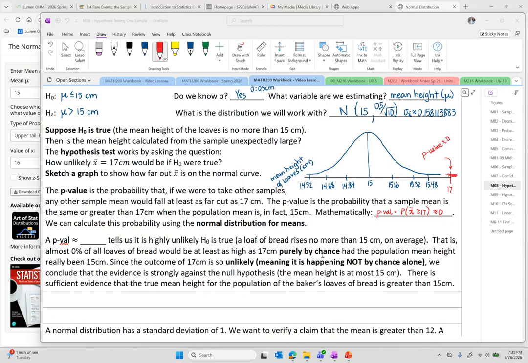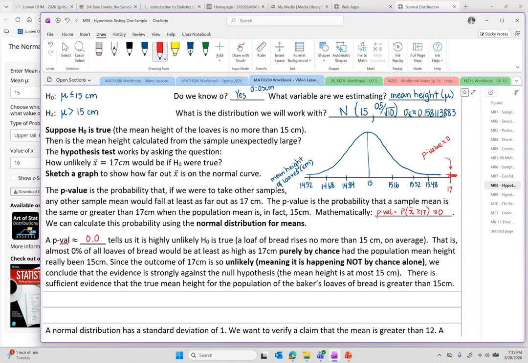And we used the normal distribution for the means to calculate this probability. Remember, it has a mean of the mean of the population and a standard deviation, also called the standard error, of the standard deviation of the population of one individual loaf of bread divided by the square root of n. A p-value that, like ours, is approximately 0 tells us that it is highly unlikely that this particular sample of 10 loaves came from a population that abides by the null hypothesis, which said that I would have a mean of 15 centimeters.